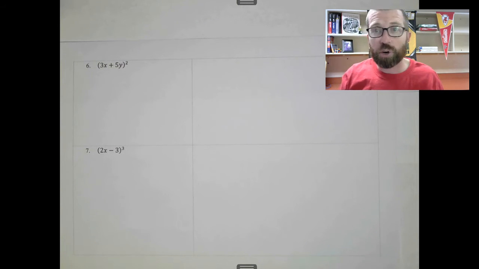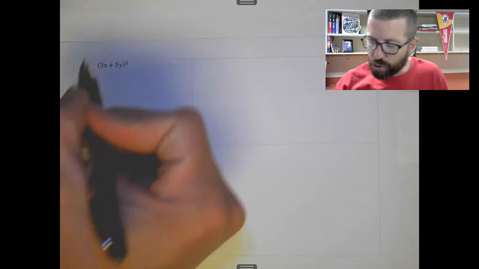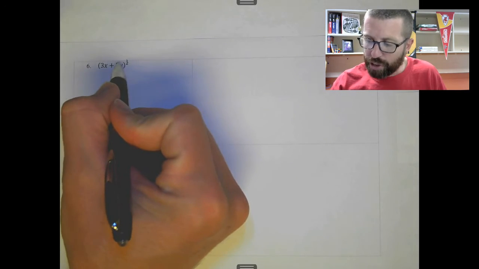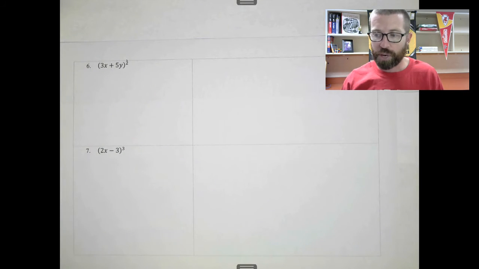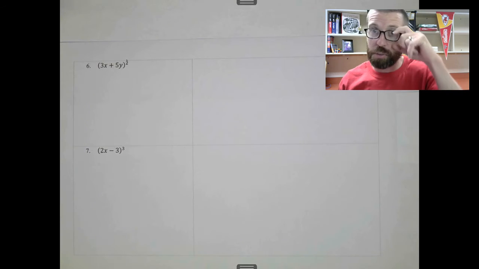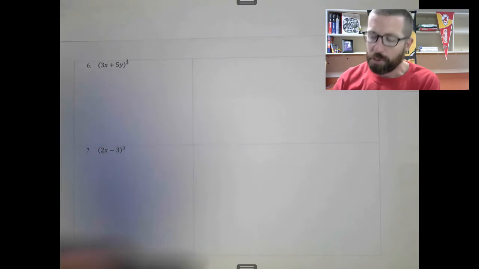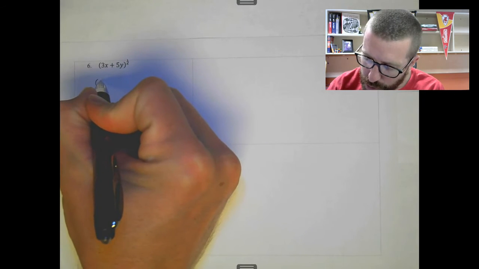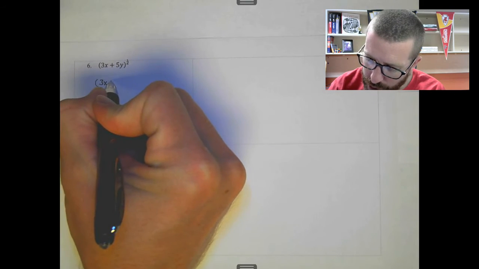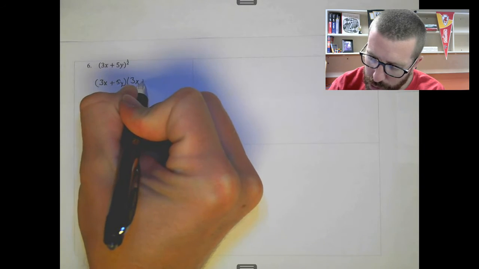Okay, and then these last couple problems, before you try them, make sure you're aware of this very common mistake, and that is you cannot distribute the exponent. You have to square what the binomial is. So when you square something or cube something, you multiply it by itself that many times. It's like 3 squared is 3 times 3. If I did x squared, it'd be x times x. So if I do 3x plus 5y squared, it's 3x plus 5y times 3x plus 5y.